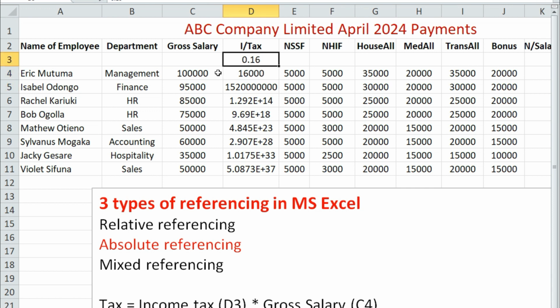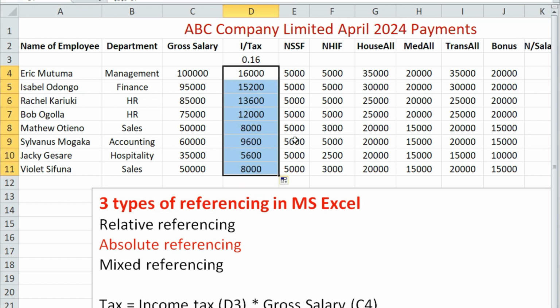We'll calculate this times this, find this, and then go back to 16% times this to get this, then go back to 16% times this to get this. So we make this cell D3 a constant by introducing a $ sign to D and 3. So D3 becomes $D$3. So if we press enter and click here and pull down, we will get our answers.